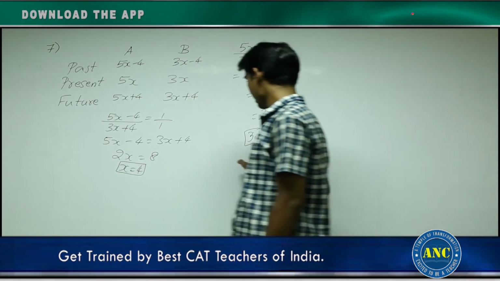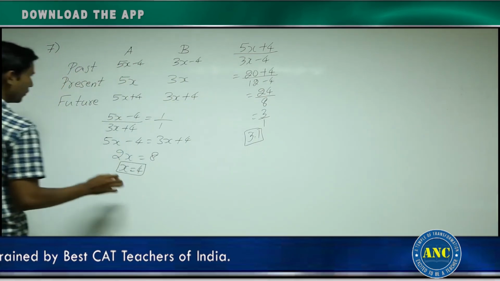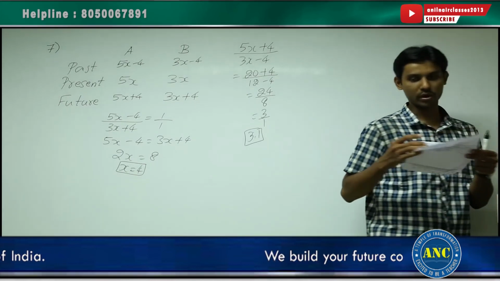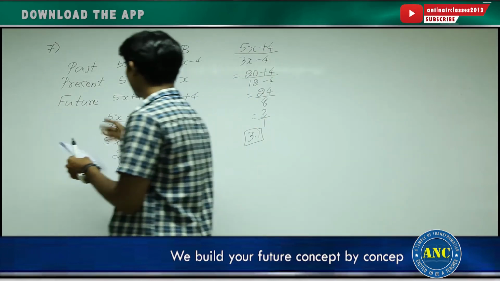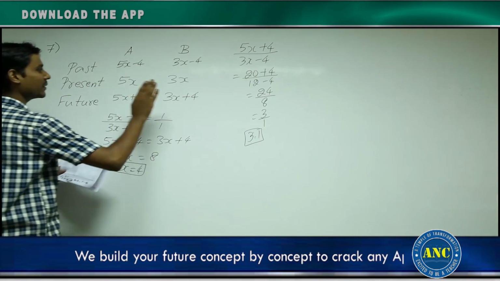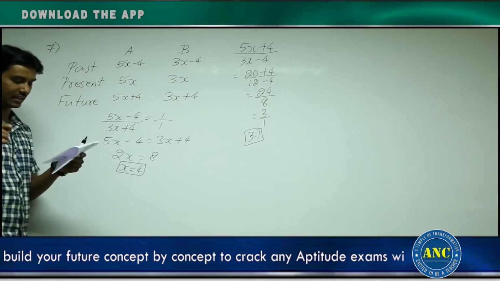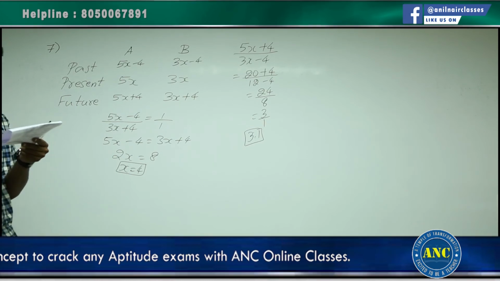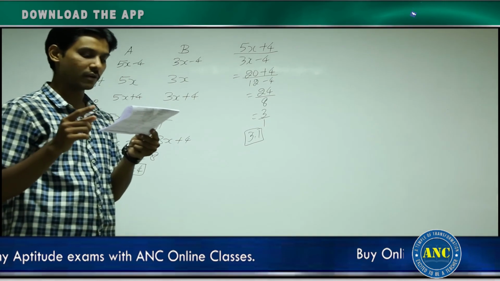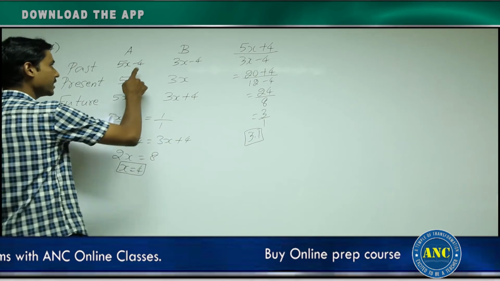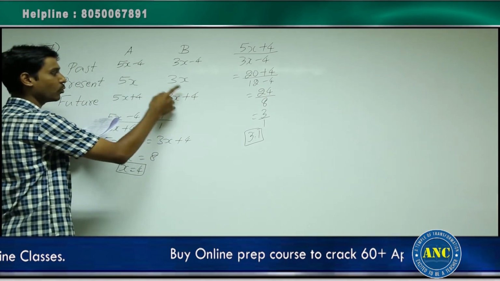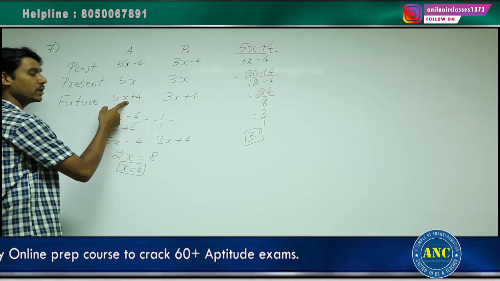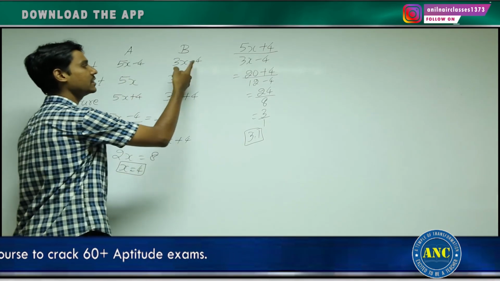Clear, right? But if you observe this question, please read the question. If you observe this question, method 2 will not be a good method to solve it. The reason is that the ratio between the present ages is 5:3. The ratio between A 4 years ago and B 4 years hence is given as 1:1. The question is, what is the ratio between A 4 years hence and B 4 years ago?